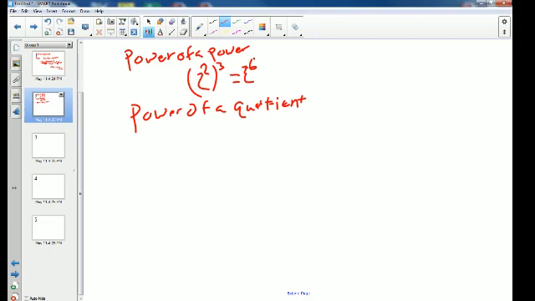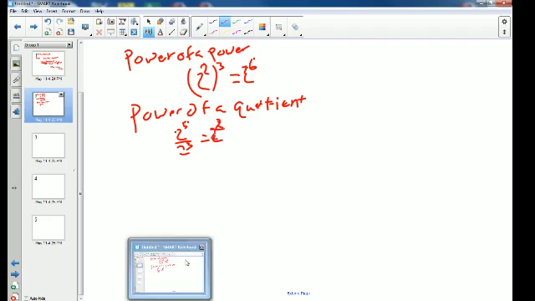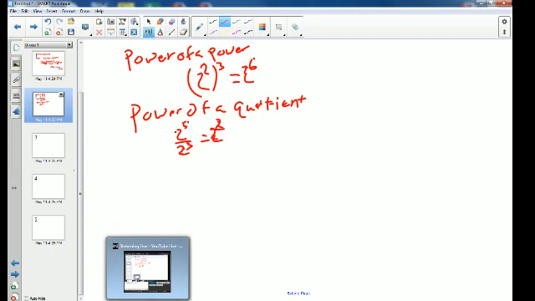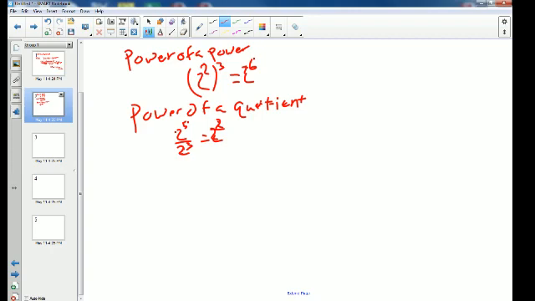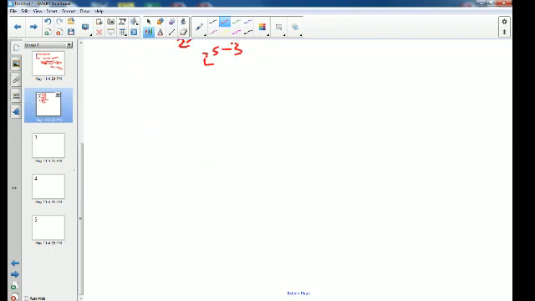So let's say we had 2 to the fifth over 2 to the third. That equals 2 squared. That's right. Because when you divide two exponents, you subtract. So that's the same as saying 2 to the fifth minus 3. Next is power of a product.